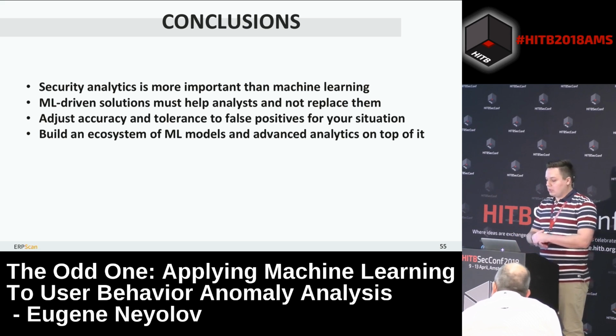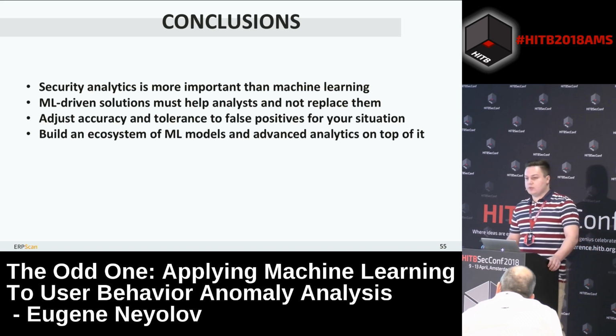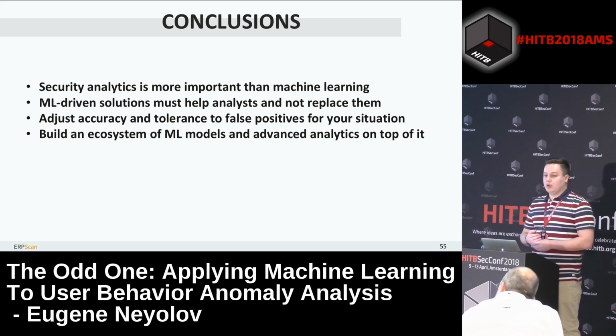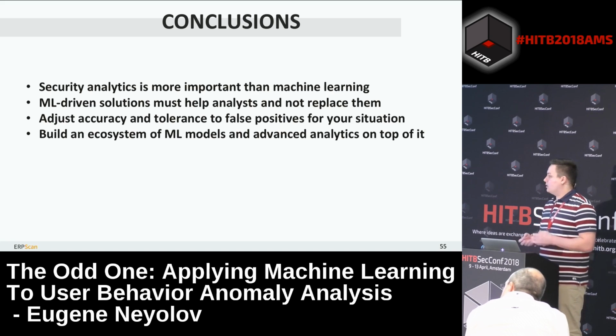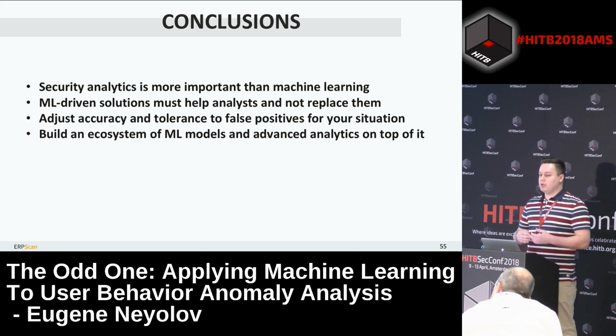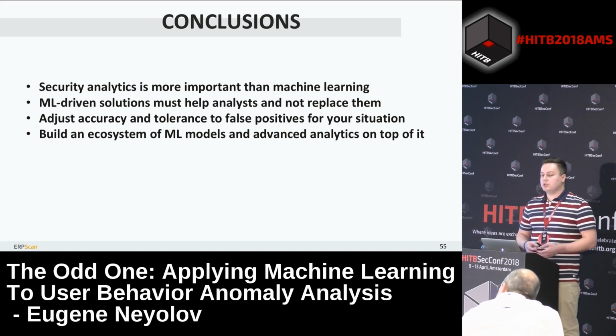Then another conclusion is that we need to adjust accuracy and tolerance to false positive to a specific situation in a company. It's very similar to a traditional fight between security and usability. So in this case, you also need to find some balance. And finally, there is no algorithm that solves it all. So we need to build a bunch of algorithms. We need to run many experiments, create many models, and put it all under one umbrella, so they can help each other to detect the right things. So that's it. Thank you.